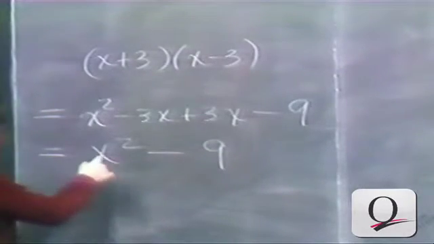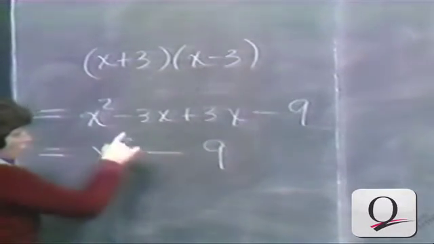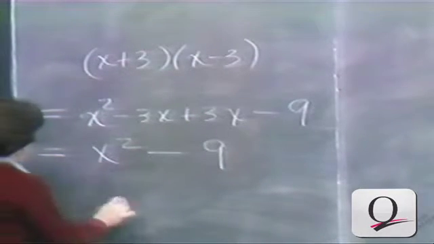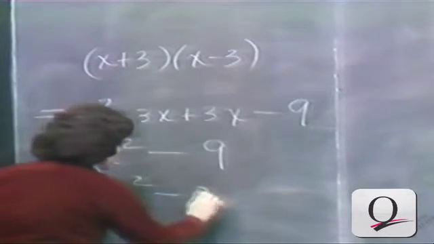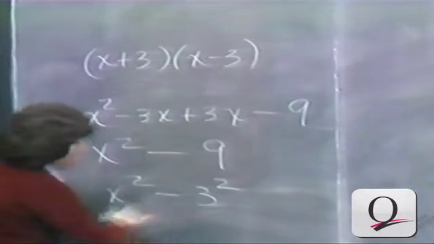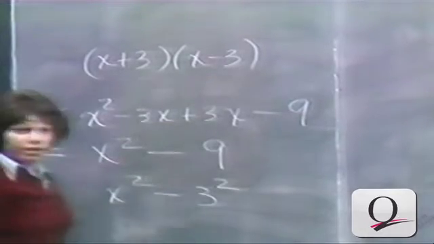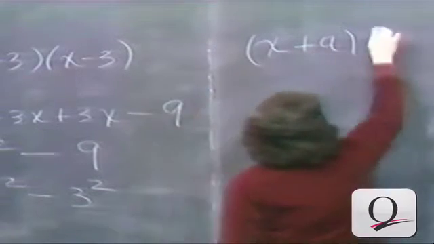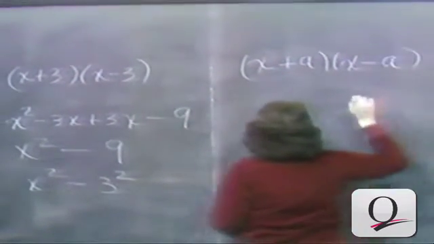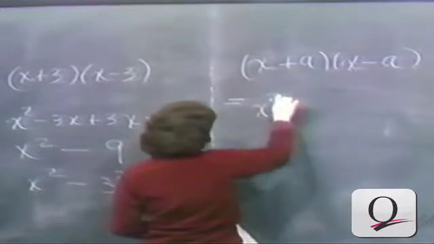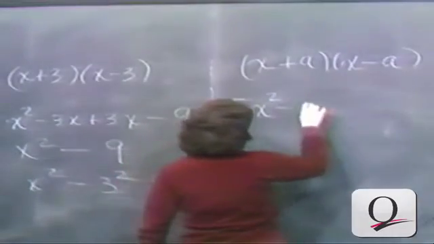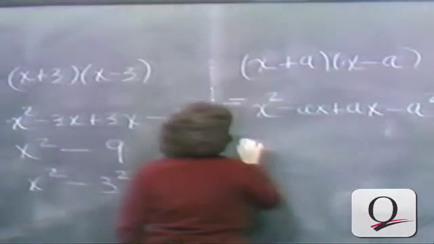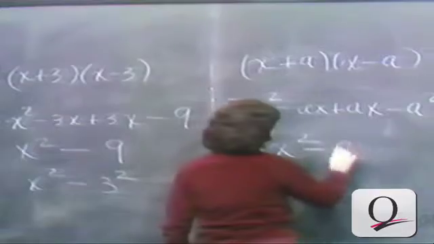This is x squared minus 9, or x squared minus 3 squared. It's the difference of two squares. If it helps, you can think of this as x squared minus 3 squared. And notice the relationship between that and what we started with. Let's look at something in this form: x plus a times x minus a. Using FOIL, you'd get x squared. The outer is minus ax, the inner is plus ax, the last minus a squared, and we see that we get x squared minus a squared.